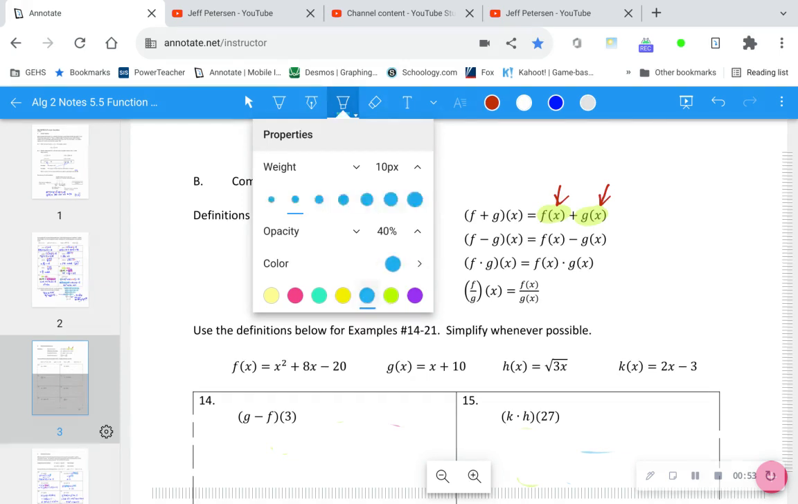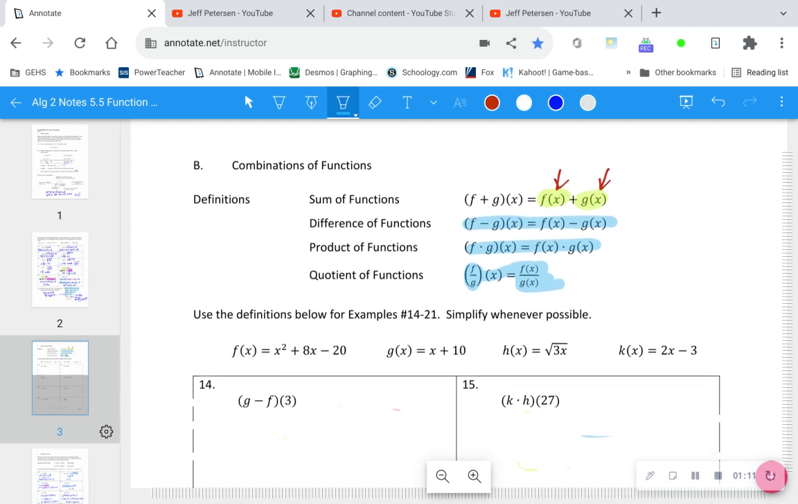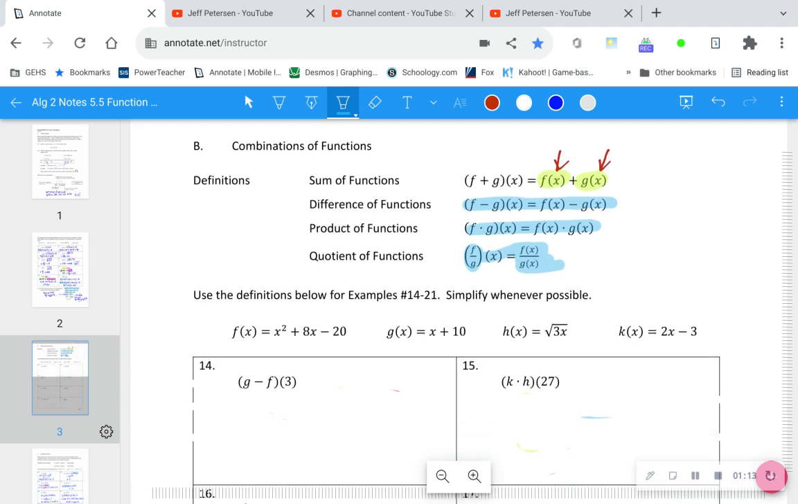Okay, the next one here, where it's f minus g of x, the only difference is you subtract f of x minus g of x, and so on. So f times g of x, you multiply them, and then f over g of x, you put f of x over g of x. So that's what the definitions of those symbols are.